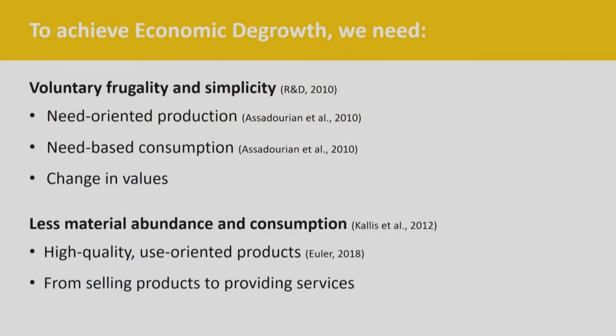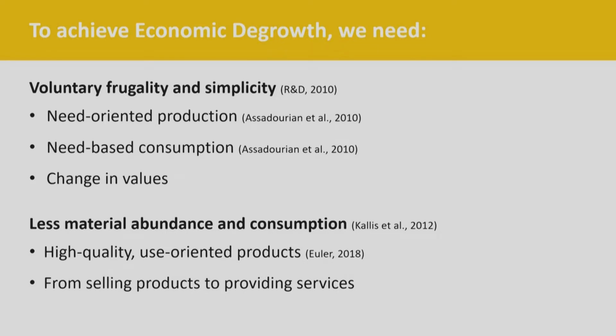To achieve degrowth, we need to implement frugality and simplicity. These are not just hippie happy terms, but concepts based on need-oriented production and need-based consumption. Obviously, it involves a change of values. But the idea is, for example, in talking about appliances, to have high quality, use-oriented products.